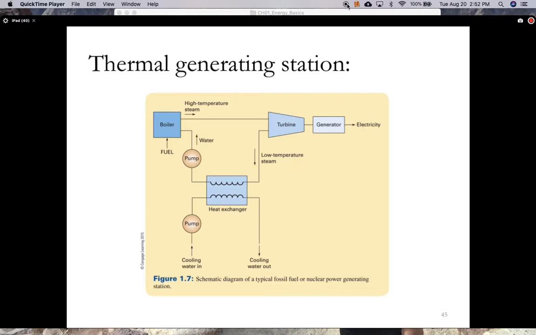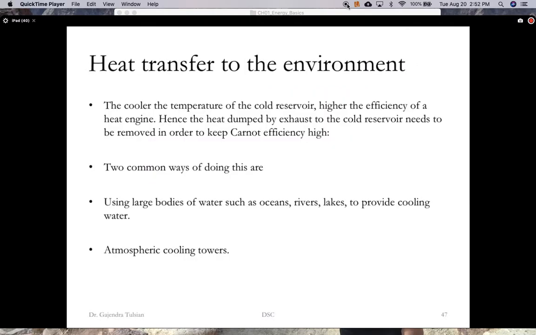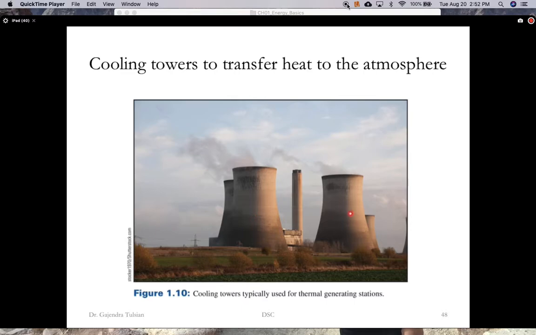So remember, a large power plant is 1 gigawatt, a billion joules per second. So to produce a billion joules per second, you have to dump 2 billion joules of heat per second. So you have to figure out a way to get rid of an enormous amount of heat. So that in itself is a problem as well. For instance, these are devices to dump heat into the atmosphere. These are cooling towers used to dump heat into the atmosphere.